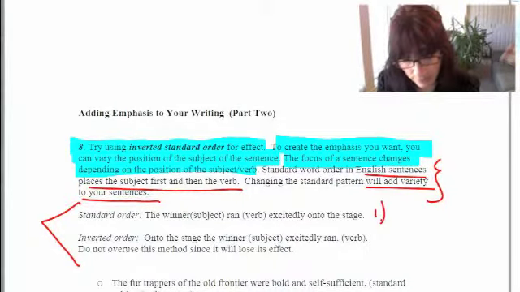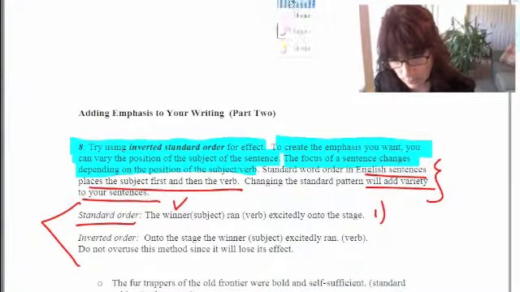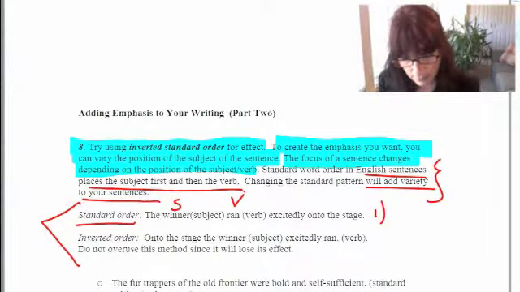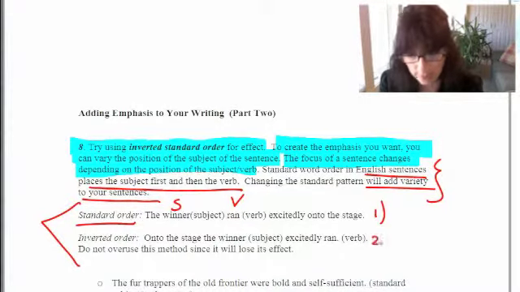In this first one, the winner ran excitedly onto the stage. This is standard order because you're starting with the subject. Winner is the subject, and the verb is ran. So you've got the winner, subject. What's he doing? He ran, that's the verb. So it's very traditional standard order.